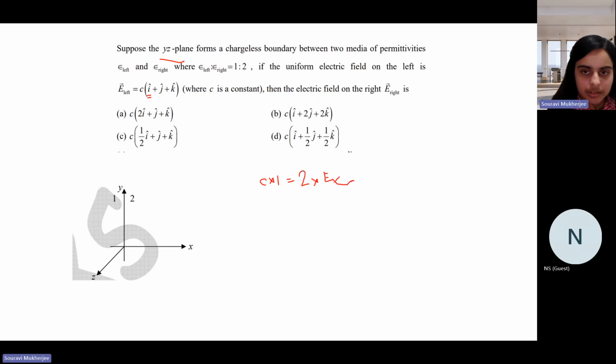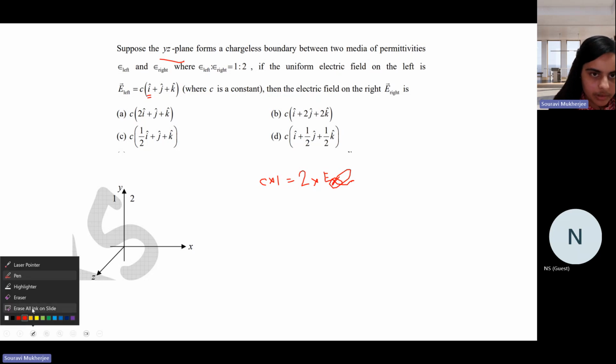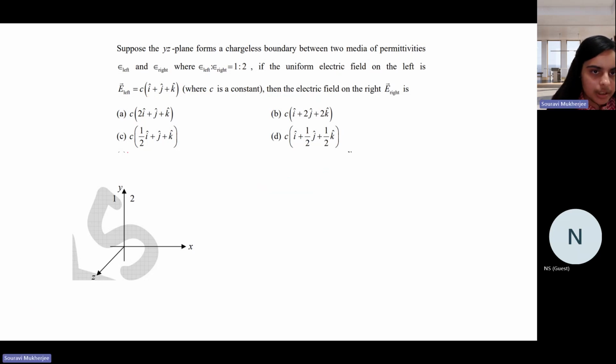Sorry, wow. So the X component of E, right? So that means, correct. Now it's making sense, right? So that means this is how your X component should look. And why do the other two components remain the same?